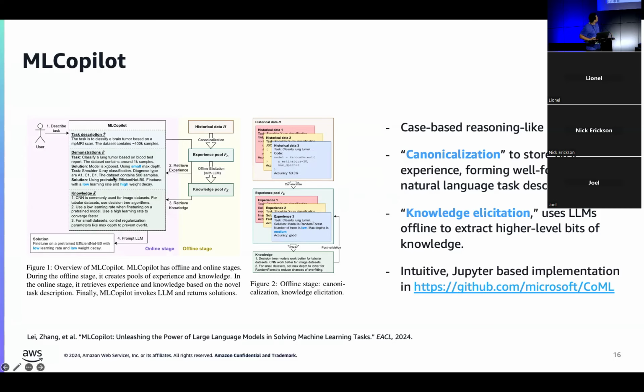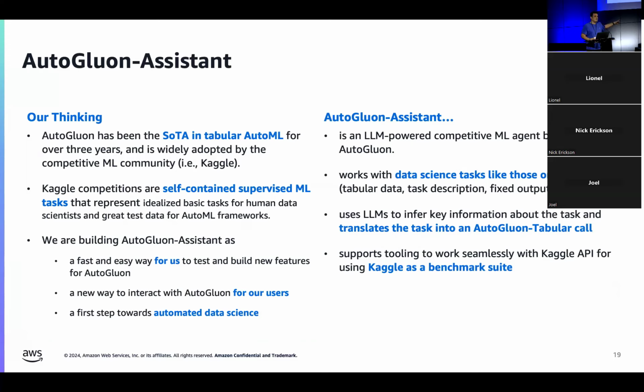So AutoGluon Assistant is our attempt, our very forward-looking project in the team, to implement an automated data scientist. Our reasoning is simple. I'll just skip the left-hand column. AutoGluon is great. Everyone on Kaggle is using it. And Kaggle is a great source for prepackaged data science tasks. So can we, using LLMs and AutoGluon, come up with, in quotes, an automated data scientist?